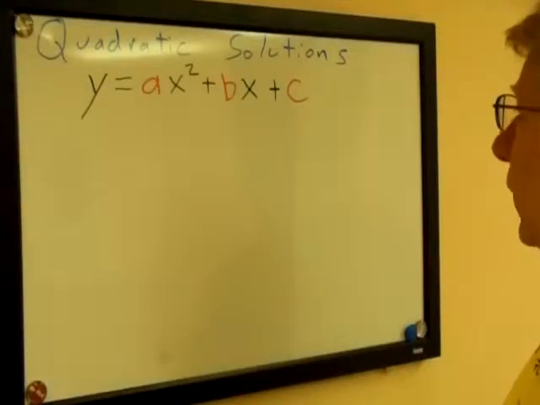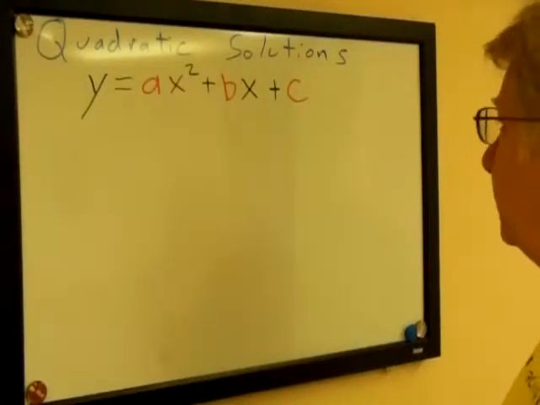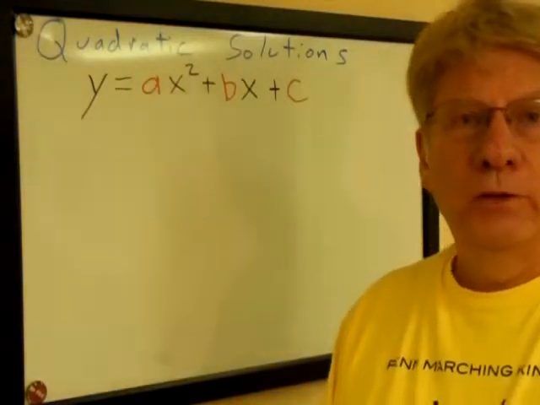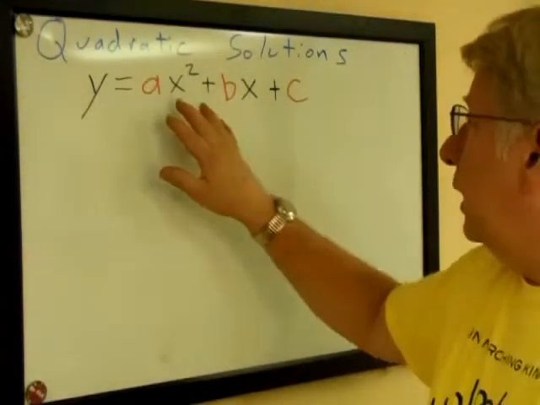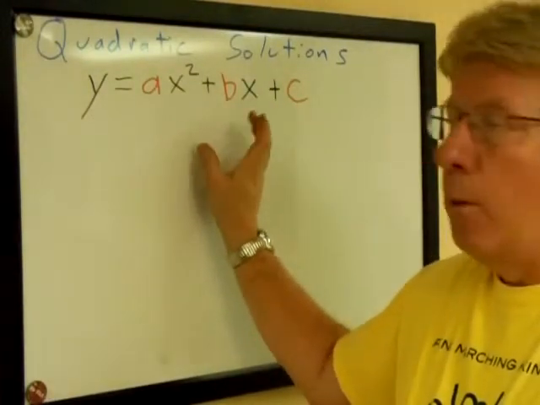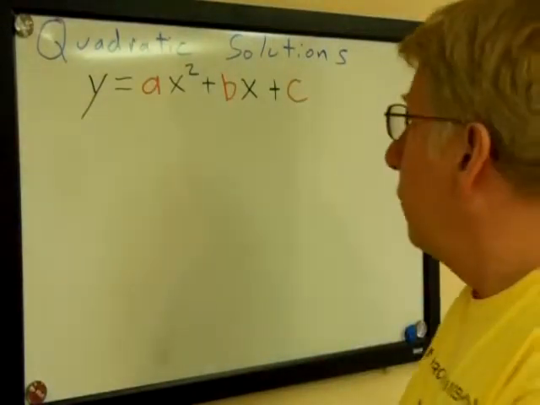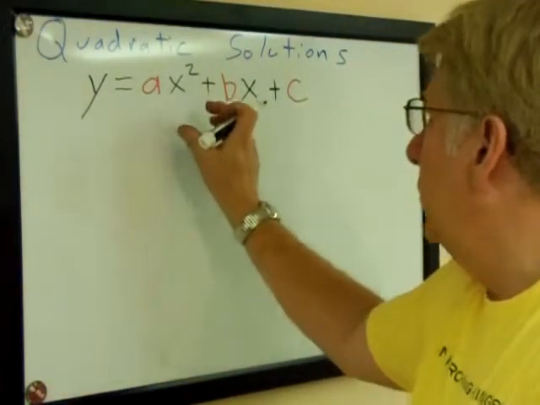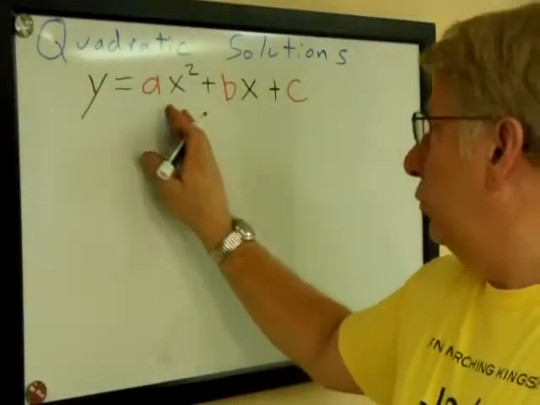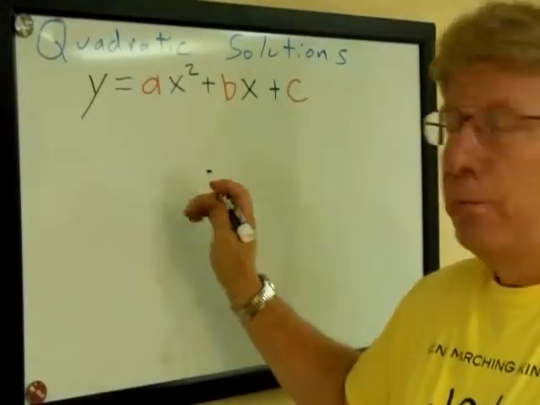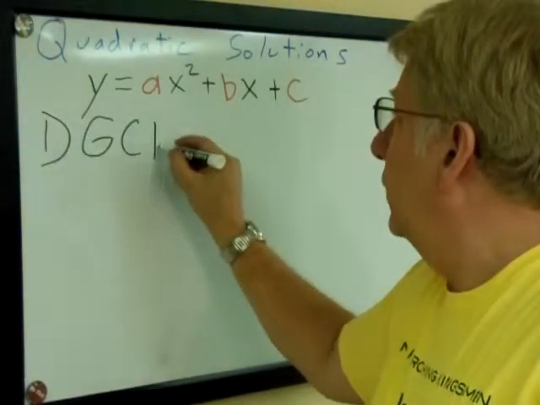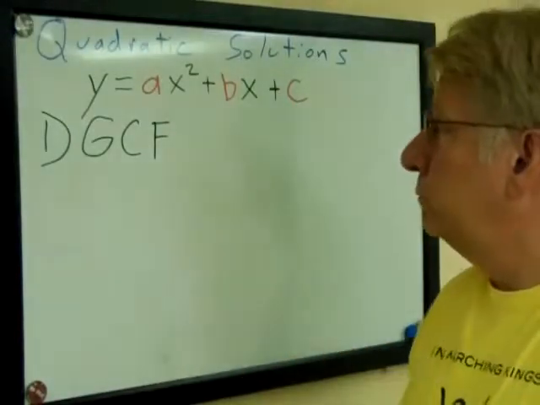Now, if we want to solve for x, if y is 0, there's several different ways we could go about that. The first thing we do, if it's not in this format, is we combine like terms and get it in the standard format. Then the first step would be to find if there's any common factors in each term. Like, does each term have a 2 that we could divide out? So, step 1, greatest common factor amongst the terms.